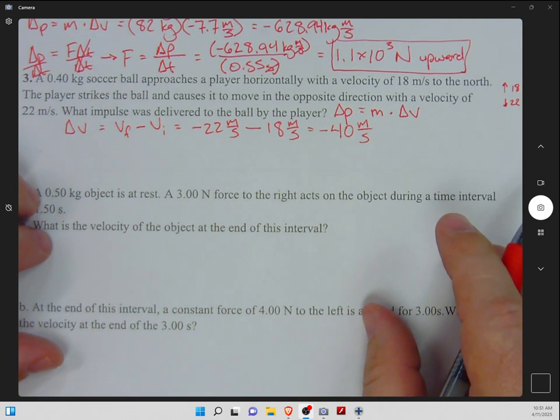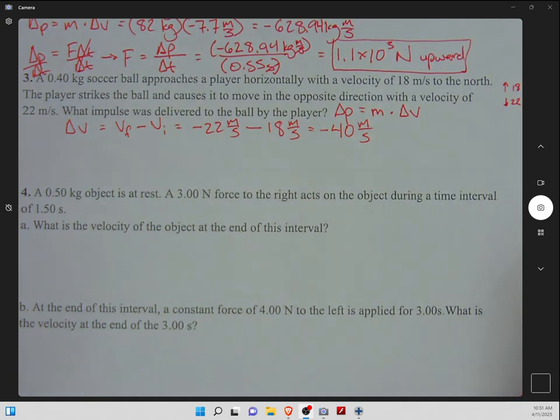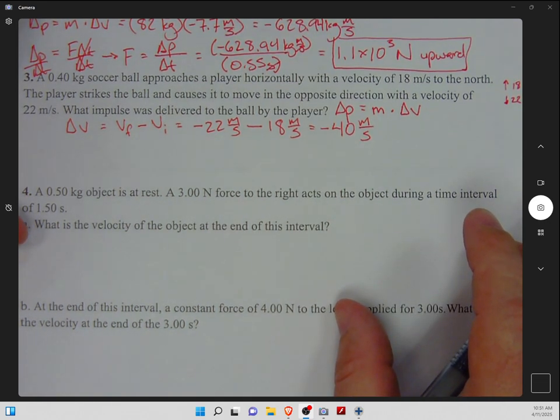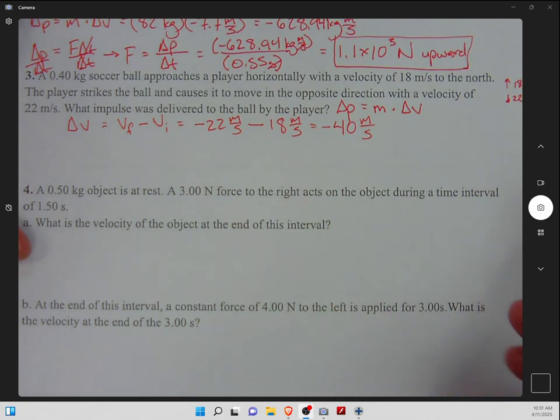That means overall, the change was 40 meters per second in the opposite direction, right? It was going north. It's now going south. That's why it's a negative. And the total difference between positive 18 and negative 22, you guessed it, is 40. So we have a change in velocity value.